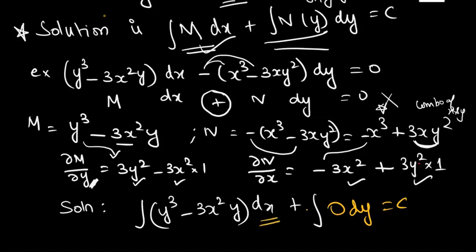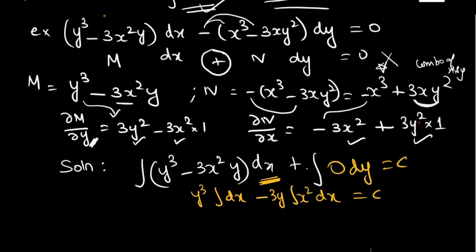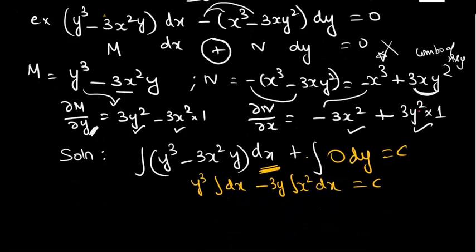Now, I'm going to integrate with respect to x. Which is a constant? This y is a constant. So I will write it as y cube into integral dx minus 3y into integral x square dx is equal to c. Please be careful about what you are integrating with respect to. Integration of 1 dx is x, minus 3y into the integration of x square, which is x cube by 3.